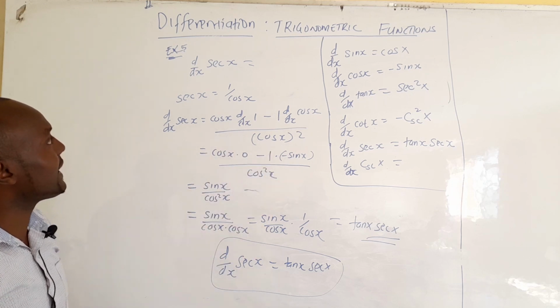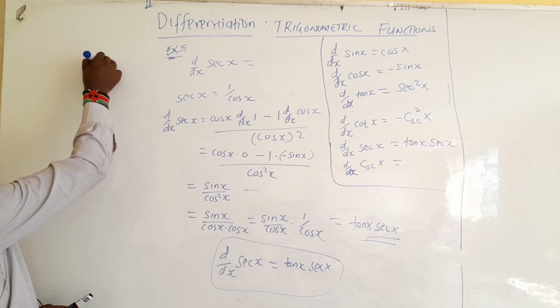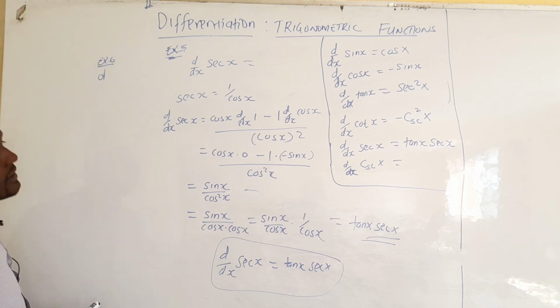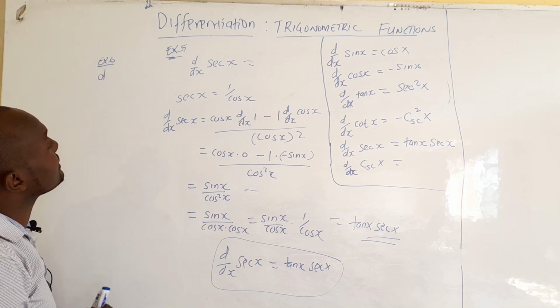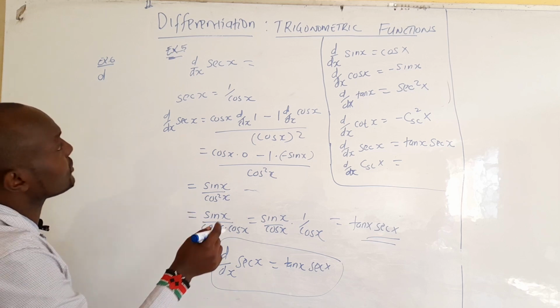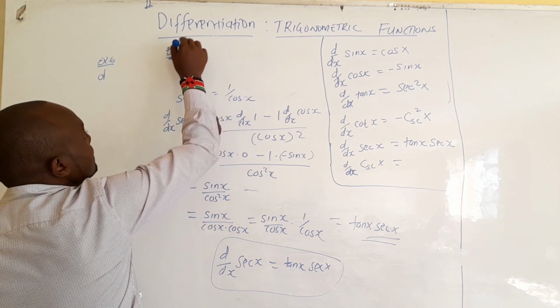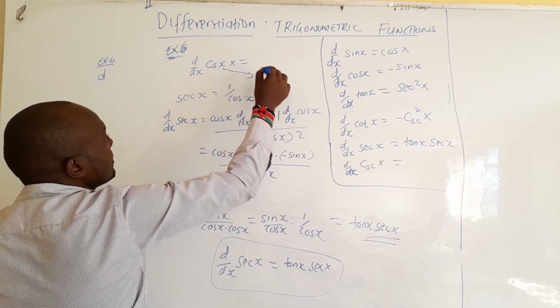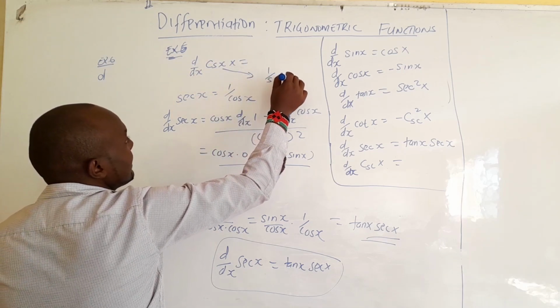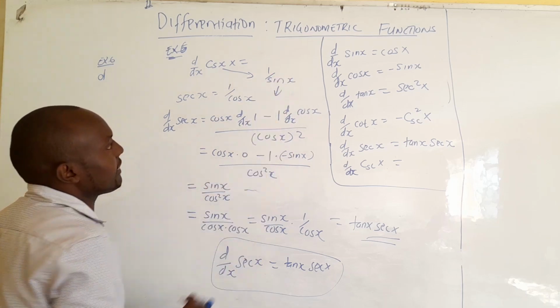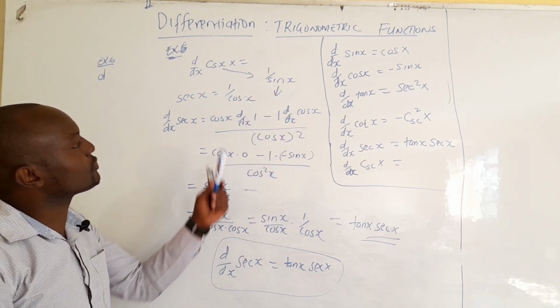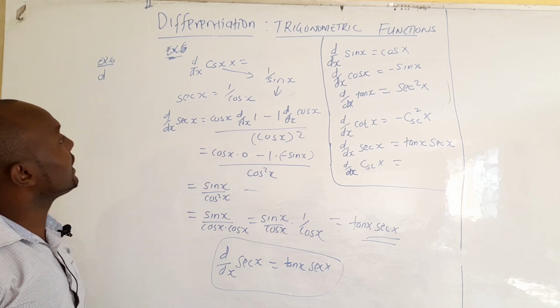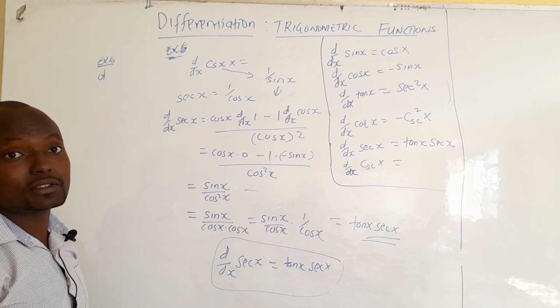So another one is where now we differentiate. Example 6 is on how we will differentiate now the cosec. How do we differentiate now? Example 6, how do we differentiate cosec of x? Remember, cosec of x is 1 over sine x. So you apply the quotient rule again, and you'll be able to get how we differentiate this one. Let's try to solve that one.